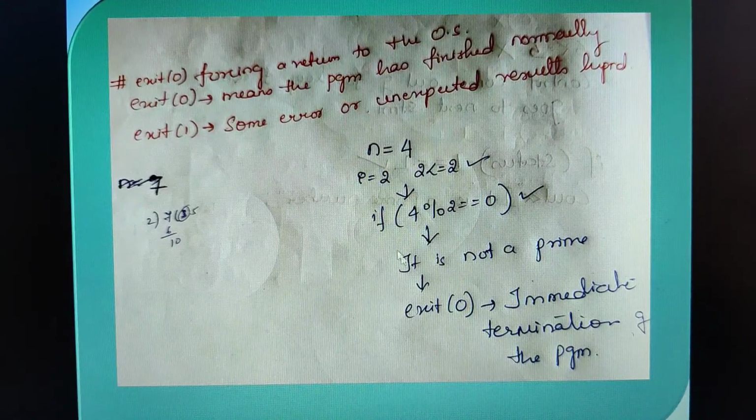Now here is another example I have taken. Okay, exit of 0, exit function forcing a return value to the operating system. OS stands for operating system. If it is exit of 0, it means the program has finished the execution normally or successfully. Exit of 1, if it is returning some error or unexpected results happen.